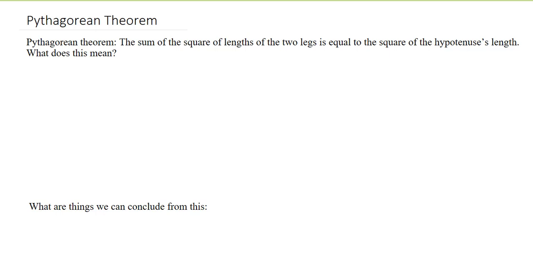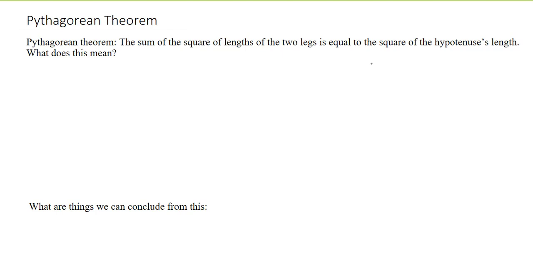Pythagorean Theorem. The Pythagorean Theorem states that the sum of the squares of the lengths of the two legs is equal to the square of the hypotenuse's length. What does this really mean though? Let's go ahead and write this out.